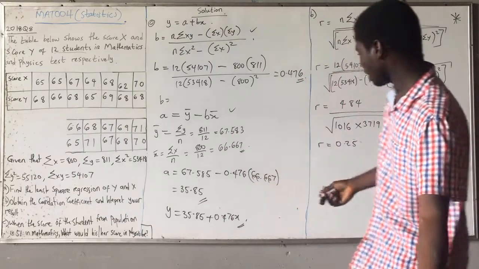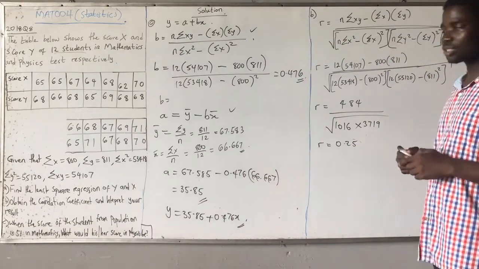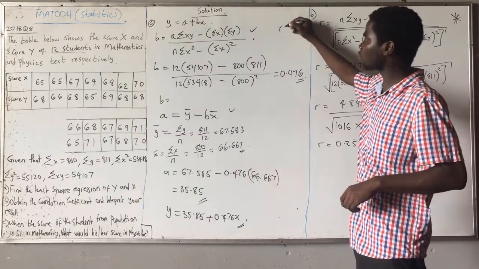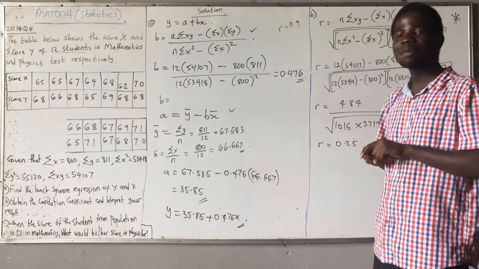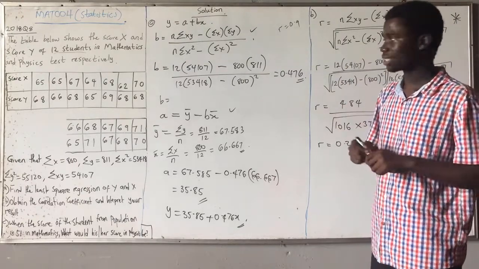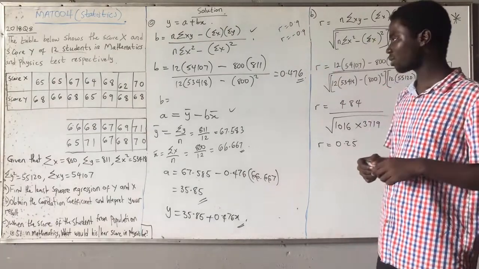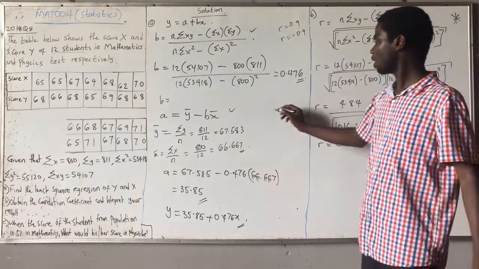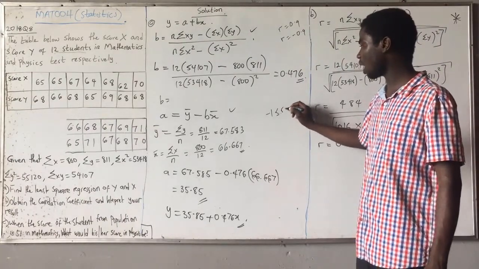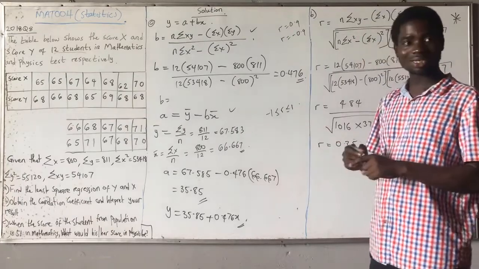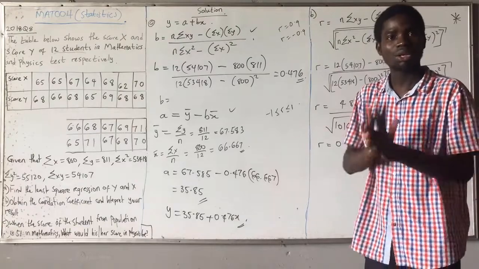So this is 0.25. So the interpretation is that when it is close to 1, maybe 0.9 or 0.8, you will say it is highly positively correlated. And if it's minus 0.9, you say it is highly negatively correlated. There is one thing I need to tell you. This R we just calculated must fall between minus 1 and 1. Do you understand? If you find R and you are getting 2, it is rubbish, with confidence.